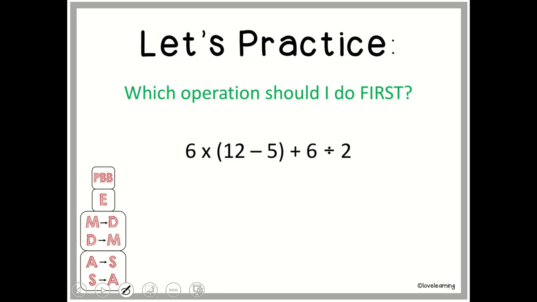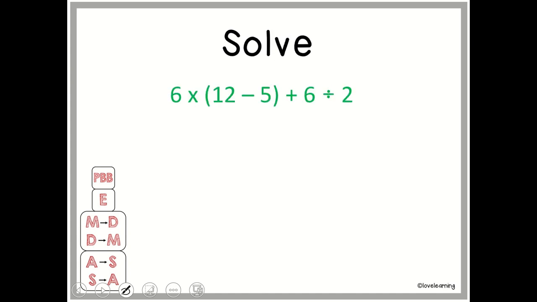Let's do one more. Which operation do you think would come first? We have 6 times, and then we have our parentheses, 12 minus 5, and then we have plus 6 divided by 2. So remember, you want to think about PEMDAS, or the order of operations. And what we know from order of operations is that the parentheses would need to go first. So this part would need to go first. So let's solve for our expression. 12 minus 5 is 7. Then you would want to bring down the rest of your problem. So 6 times 7. Then I would need to bring down my plus 6 and my divided by 2.